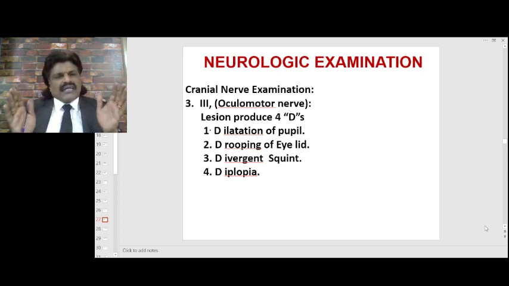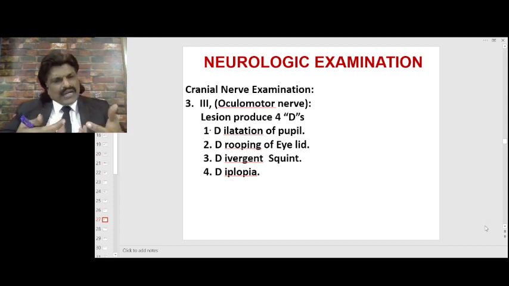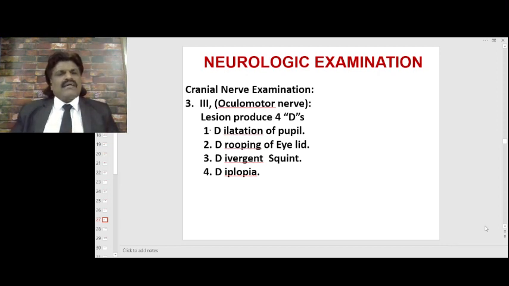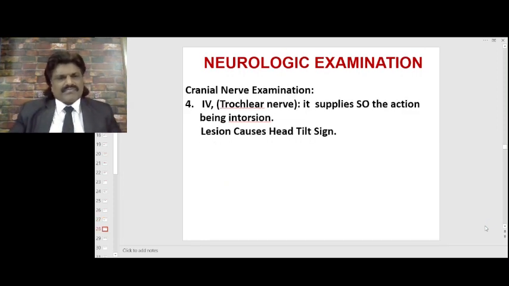And the third nerve supplies all muscles except LR6, the lateral rectus, supplied by the 6th nerve, and the superior oblique, supplied by the 4th nerve. Since the third nerve is affected, the 6th nerve, lateral rectus, will overact, so there will be divergent squint. Eyes will move away, they diverge, and because of that they will have double vision. So dilatation of the pupil, drooping of the eyelid, divergent squint, and diplopia. These 4 Ds suggest that it is a third cranial nerve involvement.